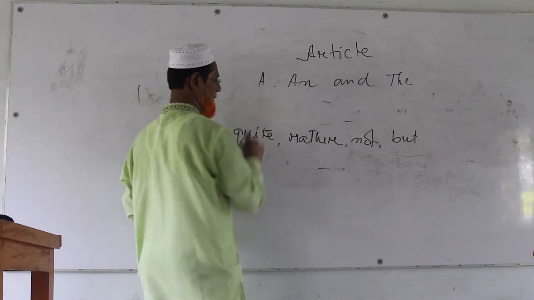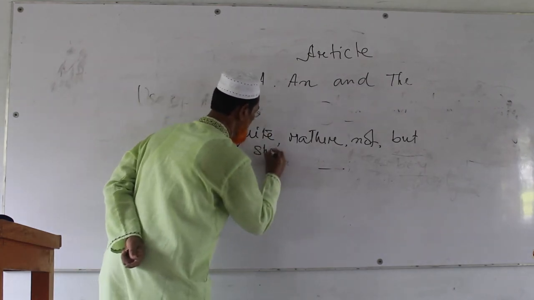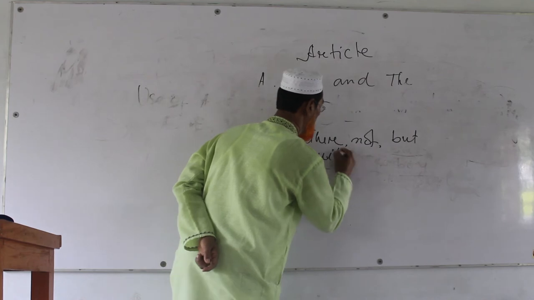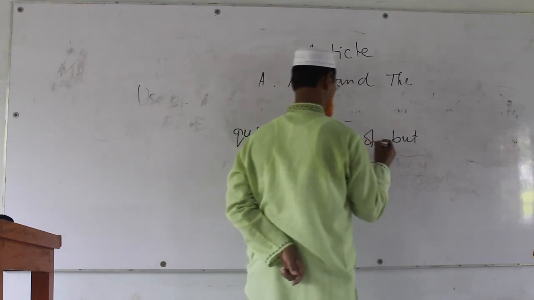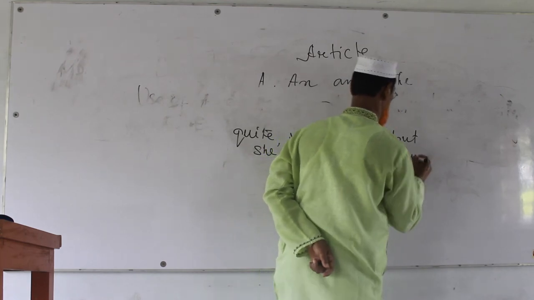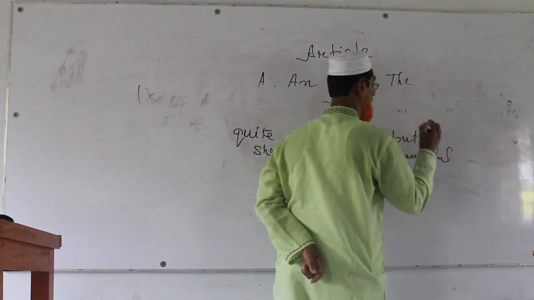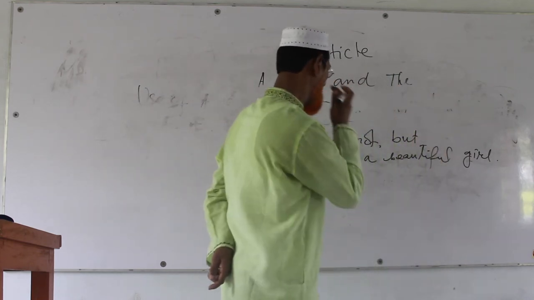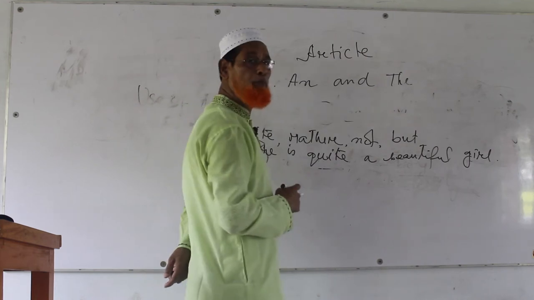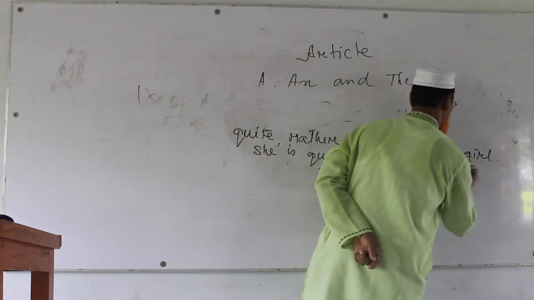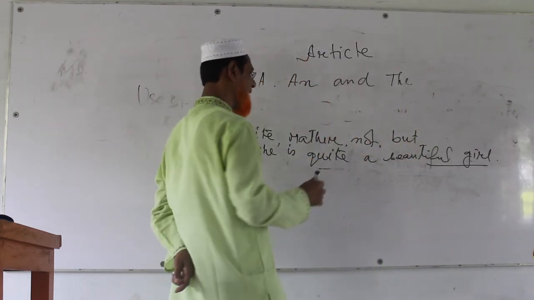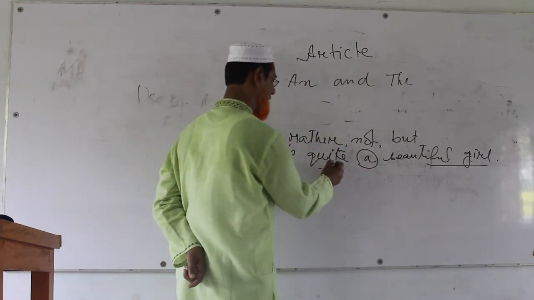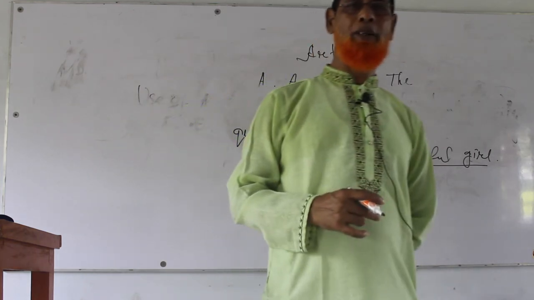For example, she is quite a beautiful girl. She is quite a beautiful girl. Here, girl is a common noun, and a is used before this common noun, as there is quite before it.